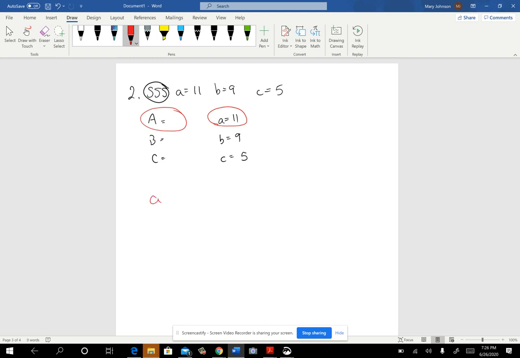So if I set up my law of cosines, it would be a squared equals b squared plus c squared minus 2bc cosine of angle A.